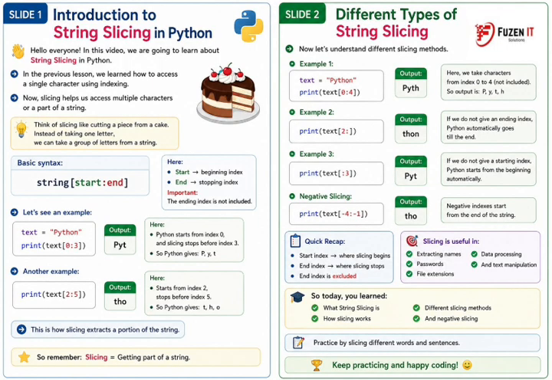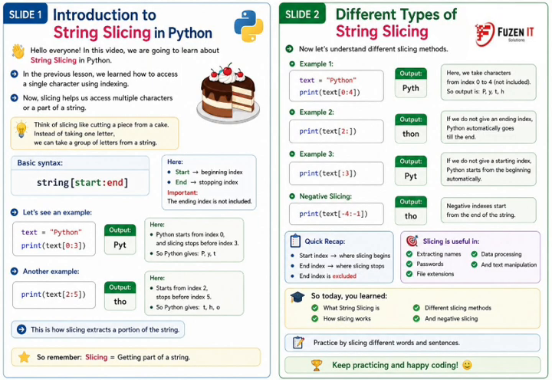Let's see an example. Text equals to Python. Print text from index 0 to 3. Then the output will become pyt. Here Python starts from index 0 and slicing stops before index 3. So the output will become pyt.